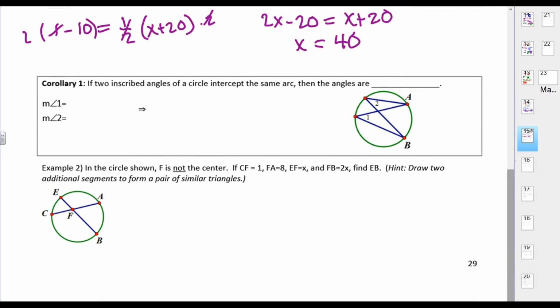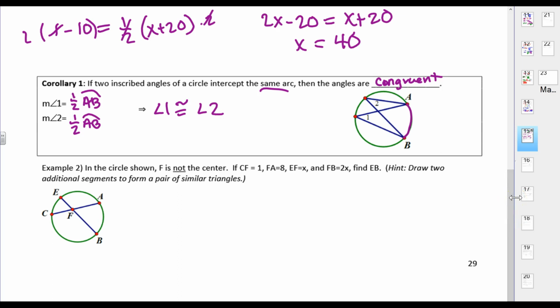Okay, here's a corollary though. If two inscribed angles of a circle intercept the same arc, then the angles are in fact congruent. So the measure of angle 1 would be half of arc AB, because they're both intercepting this arc here, AB. And the measure of angle 2 is also half of arc AB. Therefore, angle 1 would be congruent to angle 2.